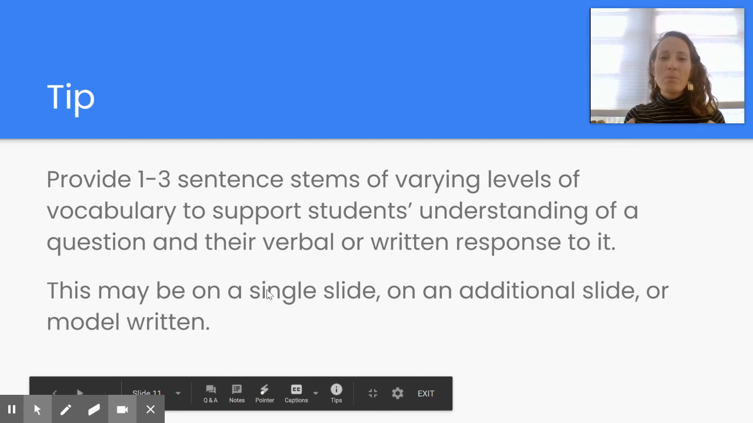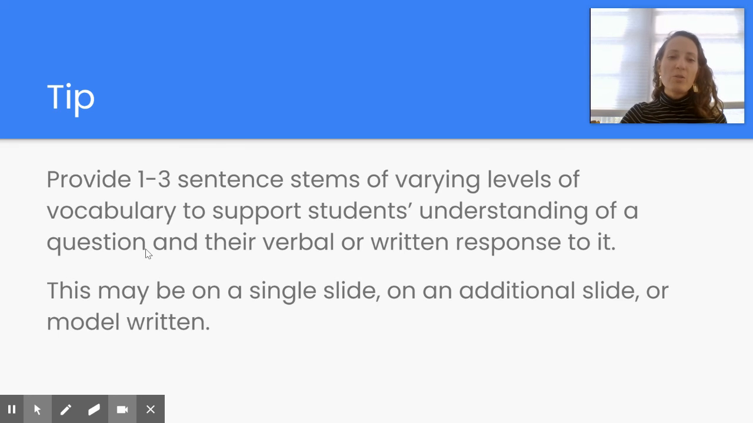This was just part 1 because there are many strategies we can use to help language learners respond to our questions.